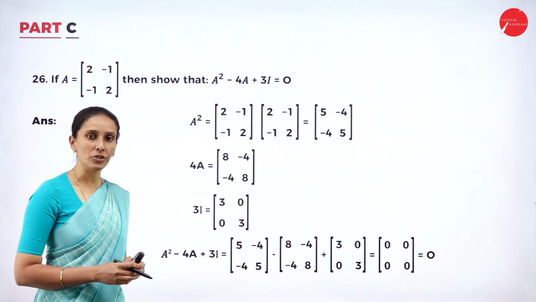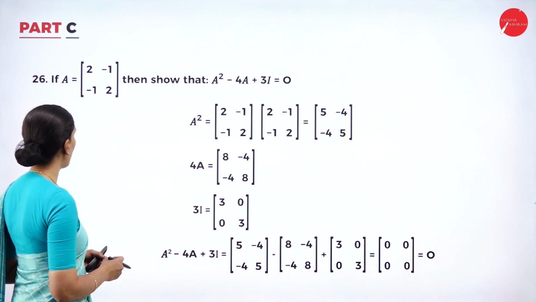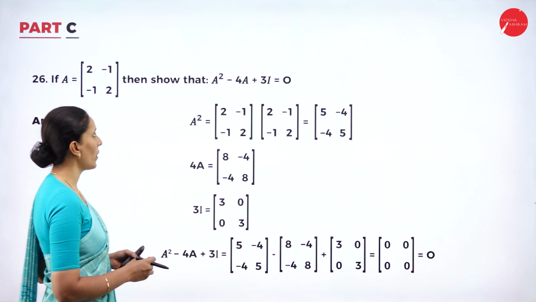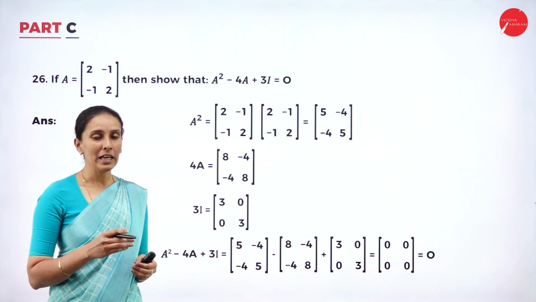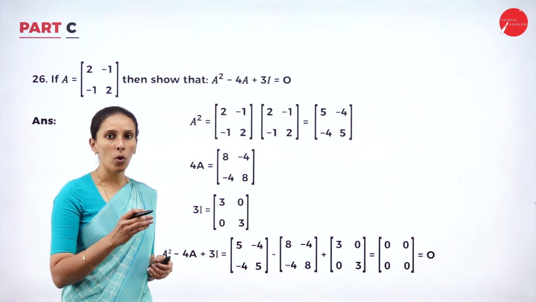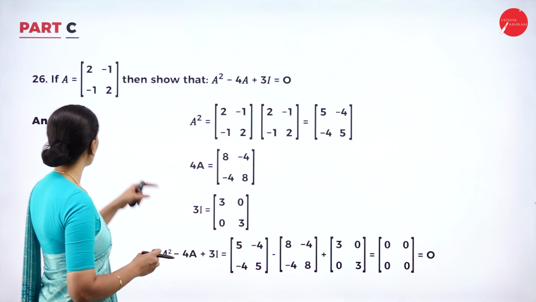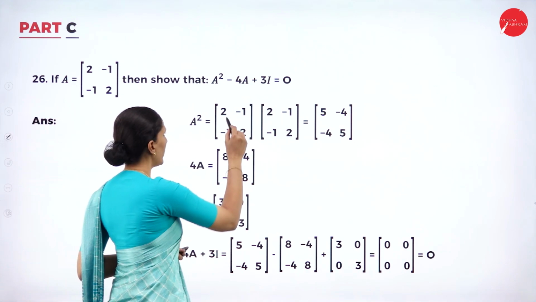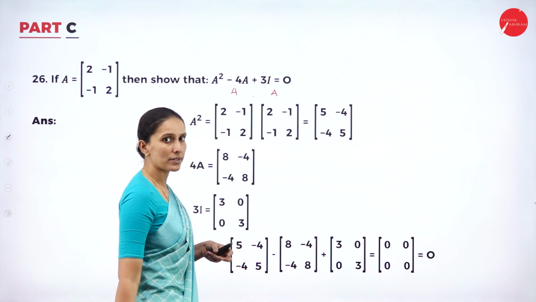The very first question given here was, if A is the matrix [2, -1; -1, 2], then show that A square minus 4A plus 3I is equal to O, where I is the unit matrix and O is the null matrix. For A square, we need to find the product of the square matrix. So here I have written A 2 times, A dot A, which gives you A square.